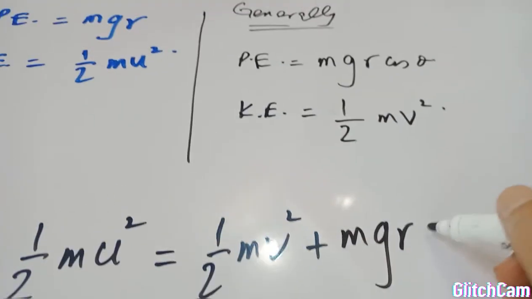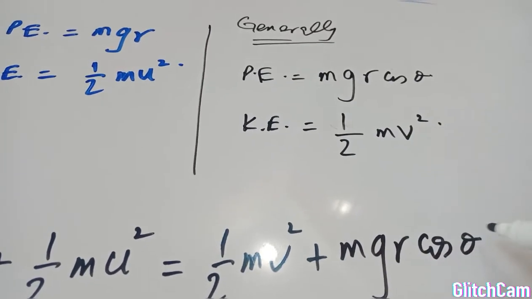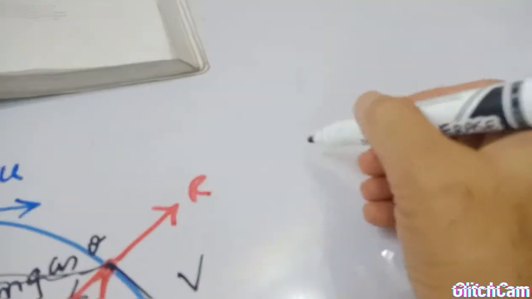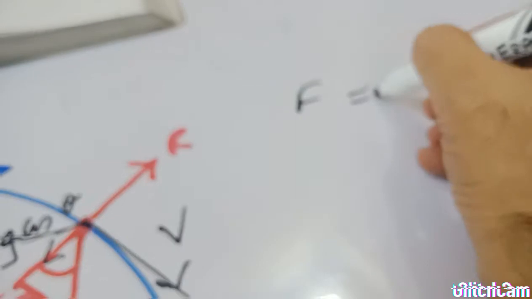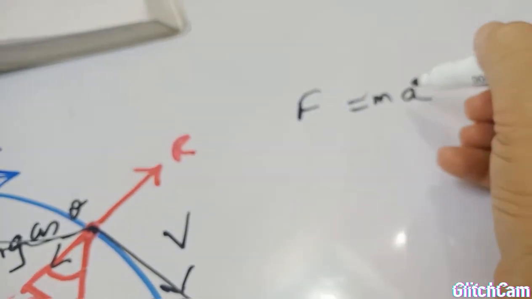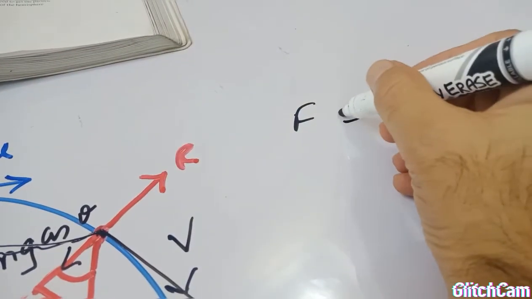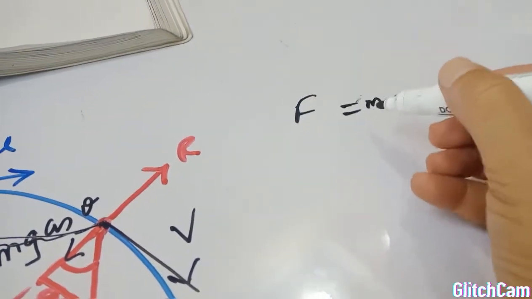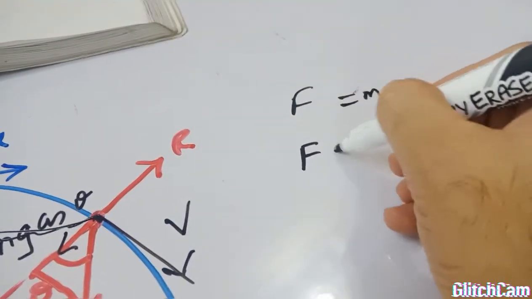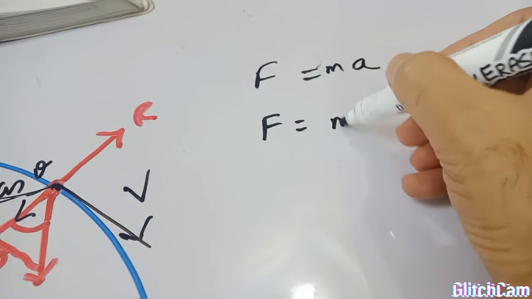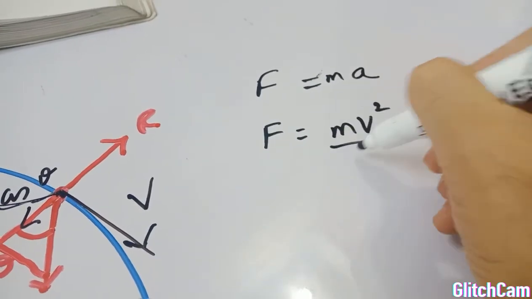You know that we have F equal to ma for a moving object, and this is for linear acceleration. When we talk about circular motion, this becomes F equal to mv square over r.